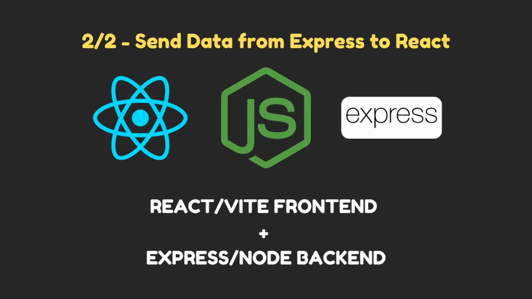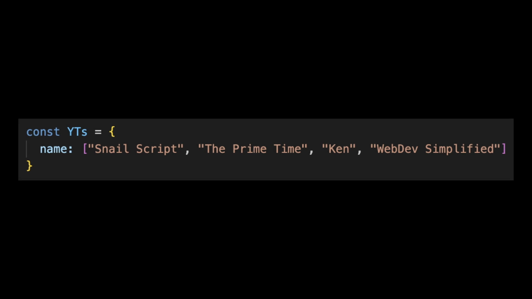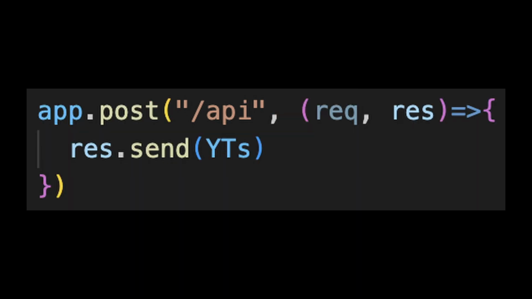If you haven't thrown your laptop yet, let's move to the part for which you clicked on this video. For sending data from Express to React, we need some data. So create an object of your favorite YouTubers. You need to have a route dedicated to the transfer of data. I created a /API route with method post through which I sent the YouTubers object.